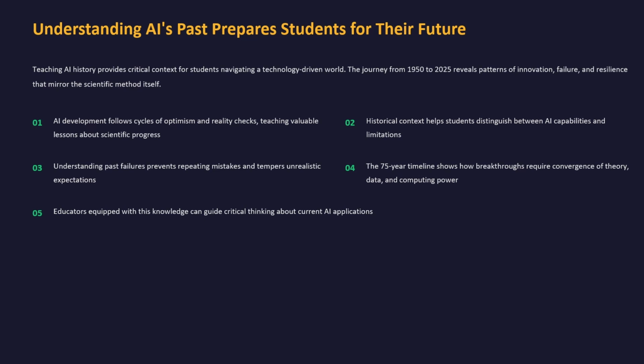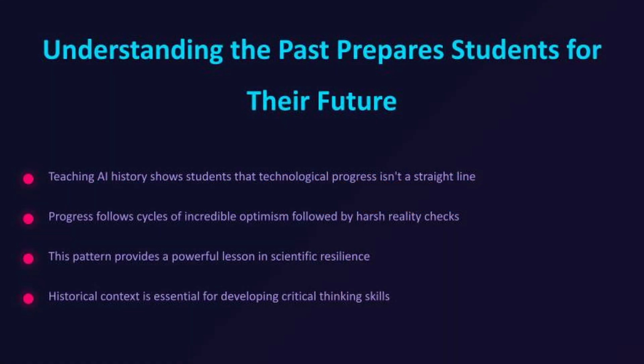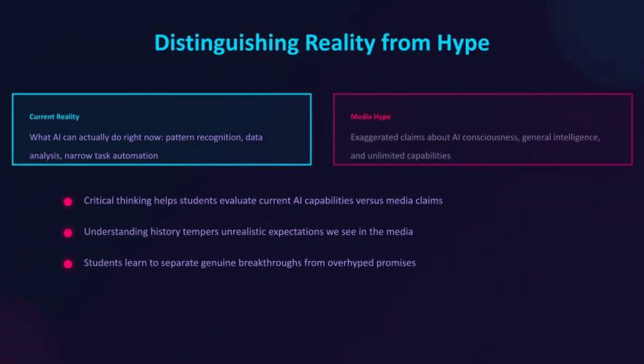Understanding the past prepares our students for their future. When we teach AI history, we show students that technological progress isn't a straight line. It follows cycles of incredible optimism, followed by harsh reality checks, which is a powerful lesson in scientific resilience. This historical context is essential for helping students develop critical thinking. They need to be able to distinguish between what AI can do right now and what it can't do, tempering those unrealistic expectations we see in the media.